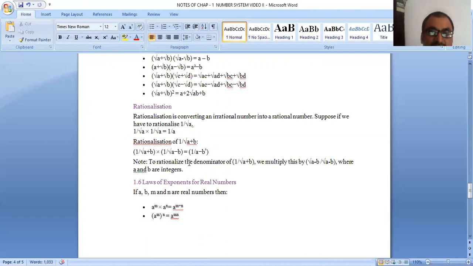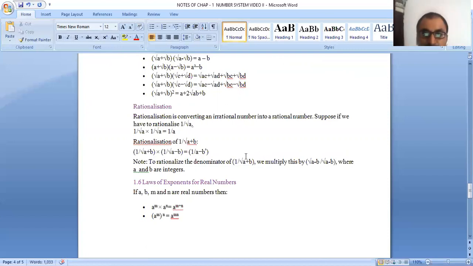Note, to rationalize the denominator of 1 by root a plus b, we multiply this by root a minus b upon root a minus b, where a and b are integers. Understood? When we convert the given rational number in this form, 1 upon root a plus b, we multiply this by root a minus b upon root a minus b.